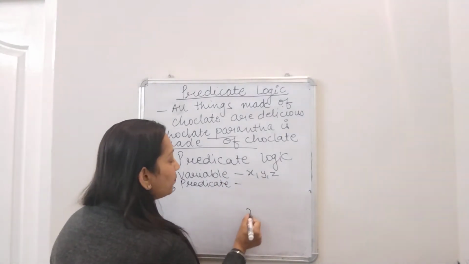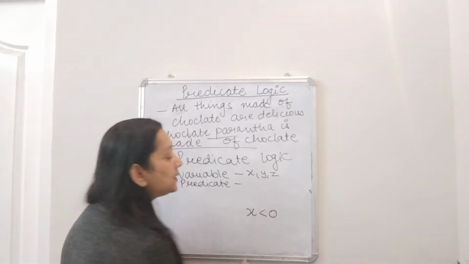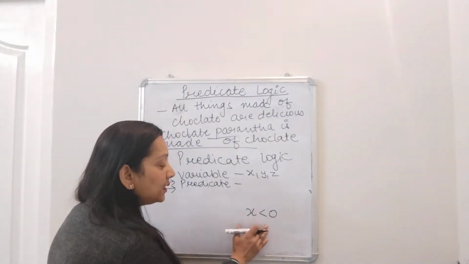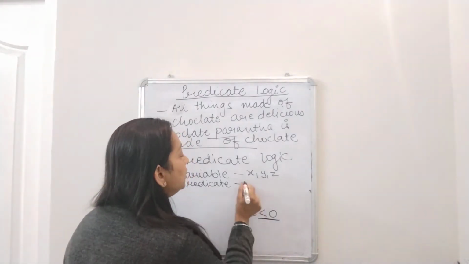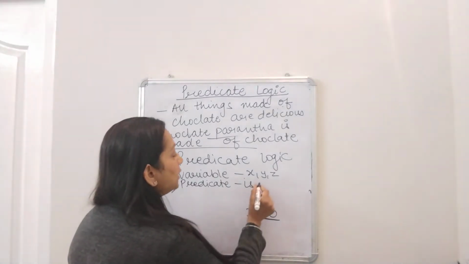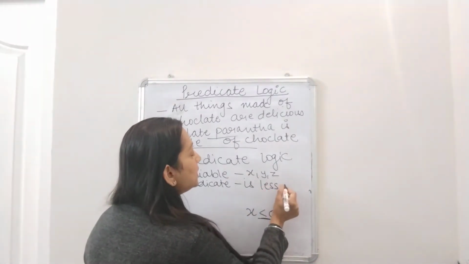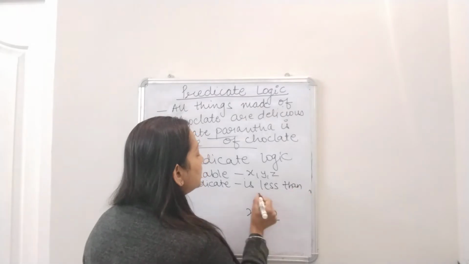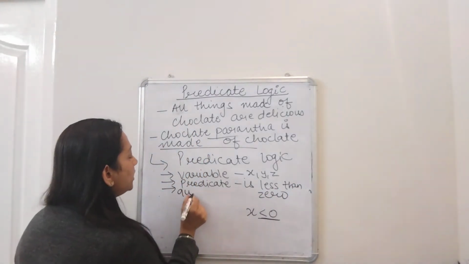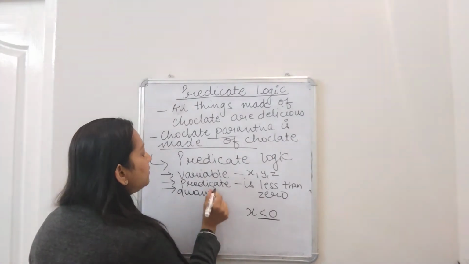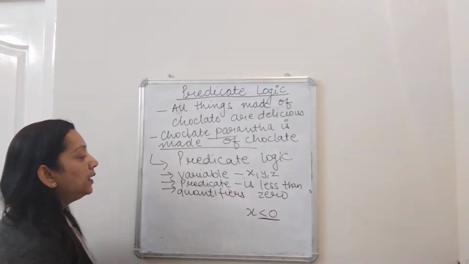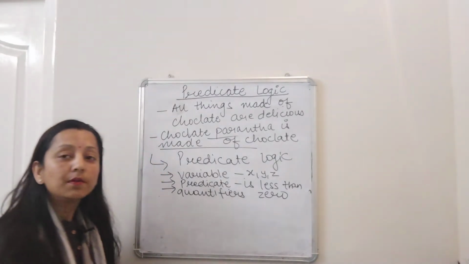Like when I say x is less than 0. So what is the property of x in this case? That it is less than 0. So this property of the variable is known as the predicate. So predicate is less than 0. And then we have the quantifiers. The quantifiers we will study in the next video. For now, we will study only variables and predicates.